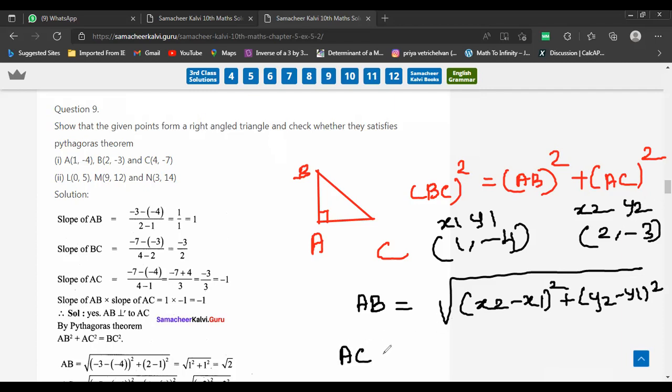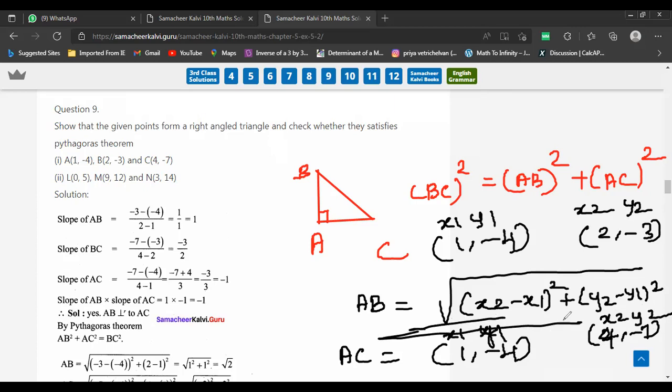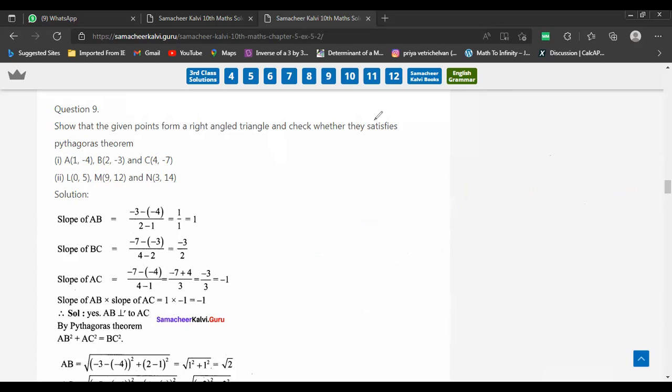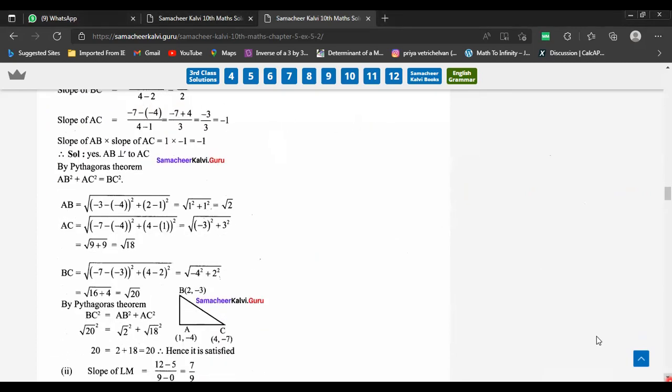And again for AC, 1 comma minus 4 is going to be x1 y1, and 4 comma minus 7 is going to be x2 y2. Substitute in the same distance formula for finding the value of AC. You'll be able to find the BC by using the same formula. Just check whether AB square plus AC square is equal to BC square or not.